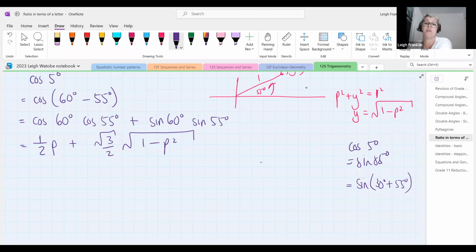Very nice. And then you would have obviously expanded it using your sine compound angle and then gone and subbed it. Absolutely nothing wrong with that. I love the way you thought about that problem. That's great. Very nice. Well done. Thank you. Good job, Jessica.